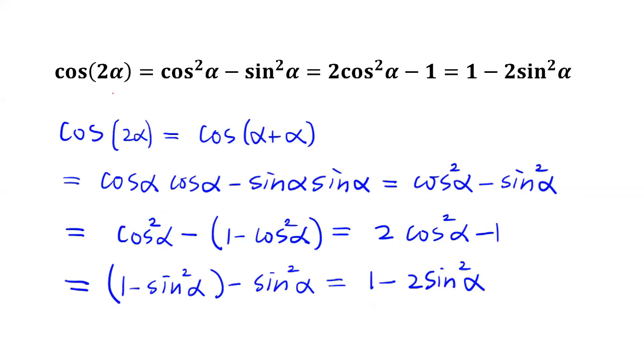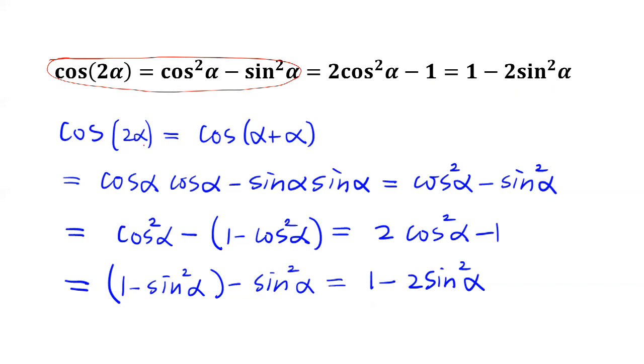Cosine 2 alpha equals cosine alpha squared minus sine alpha squared. Also equals twice of cosine alpha squared minus 1. Also equals 1 minus twice of sine alpha squared. So first of all, let's try to prove this.